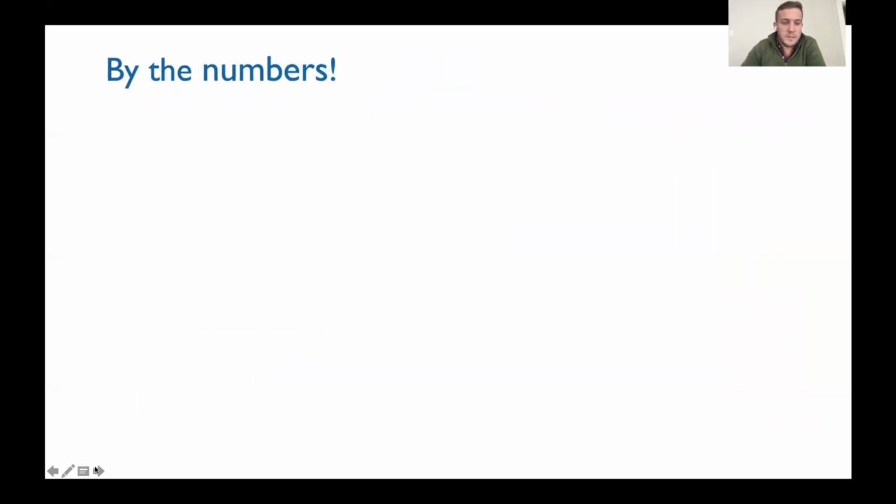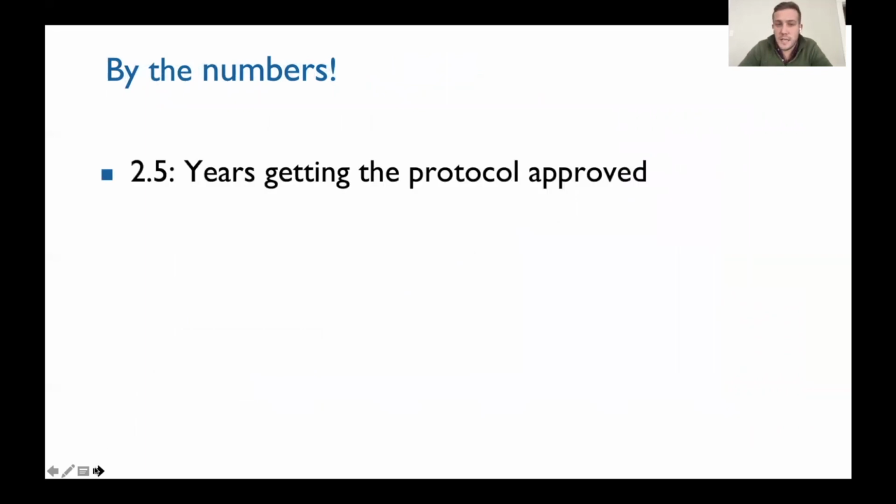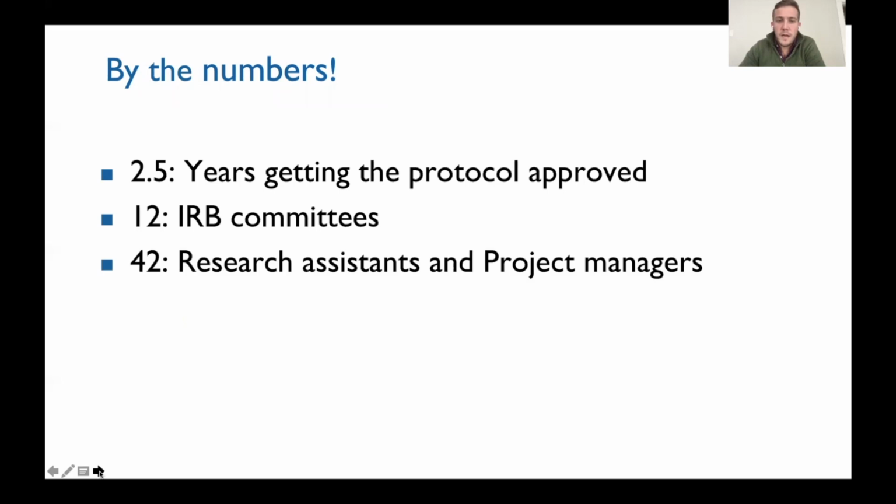So by the numbers, it took us 2.5 years to get our protocol approved, and that is because we actually work with 12 different IRB committees. Both here in the US and at our collaborating and partnership institutions in Africa, we have to go through a very rigorous process of getting all of our documents approved. And we have a very large staff: there are 42 research assistants and project managers associated with the study, working day to day to collect, recruit, and enroll our participants.